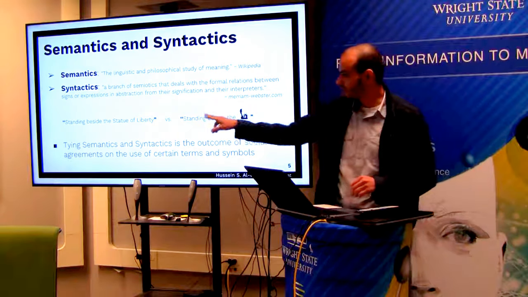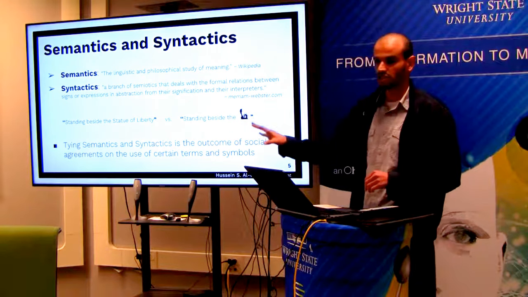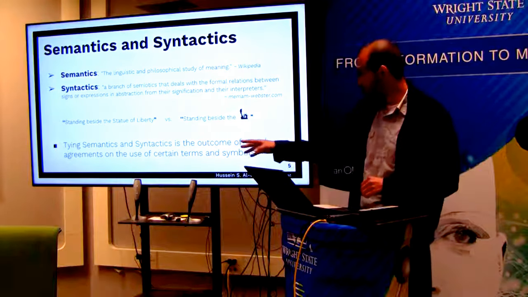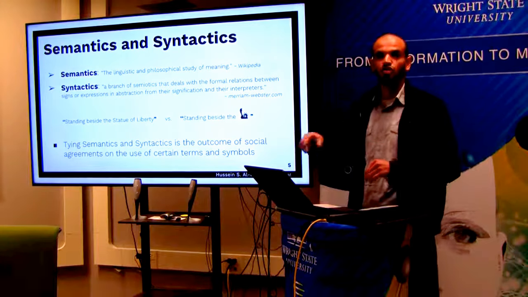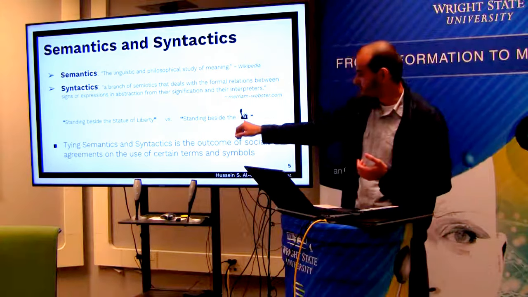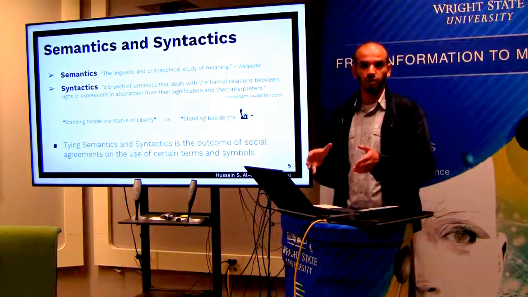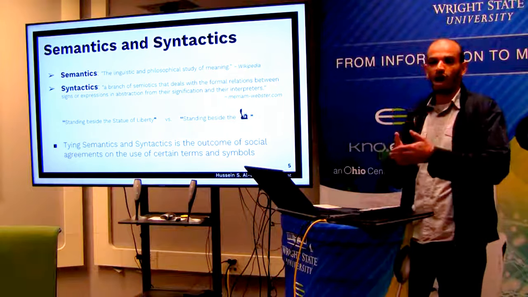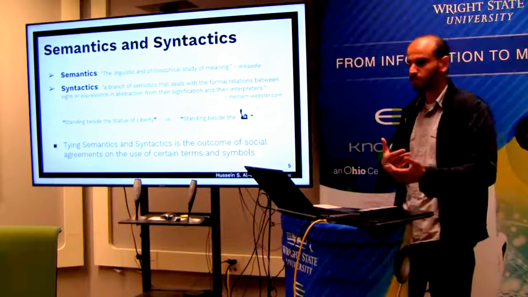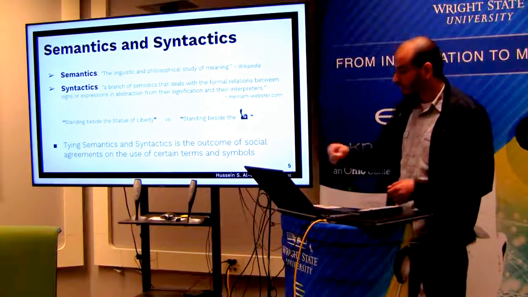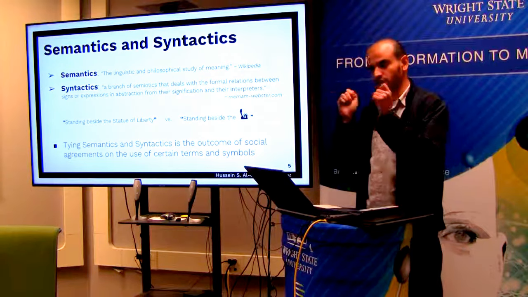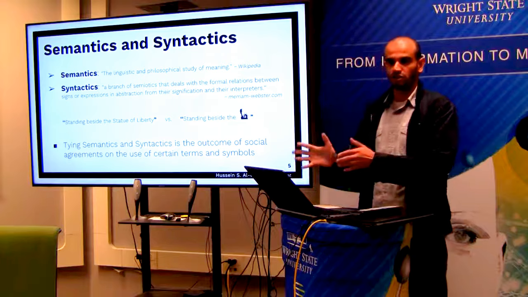So as you can see, these are two different ways of saying the same thing. Like I say standing beside the Statue of Liberty, versus standing beside the Statue of Liberty, right? So me and you, we have a mutual understanding that this symbol, this emoji, stands for the Statue of Liberty. And if we have an agreement, then we have the same semantics, the same meaning. Both of them symbolize the same thing, right? And what ties the semantics and syntax together is the outcome of this social agreement. So me and you agreed that this term is represented by this symbol.